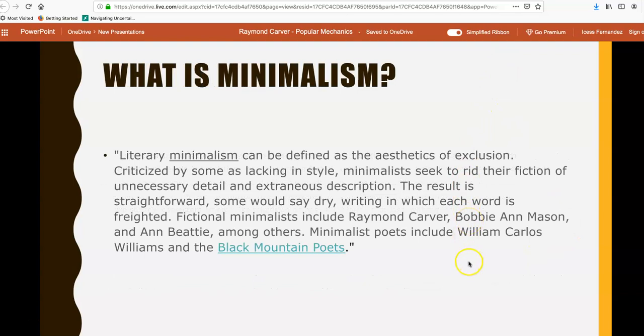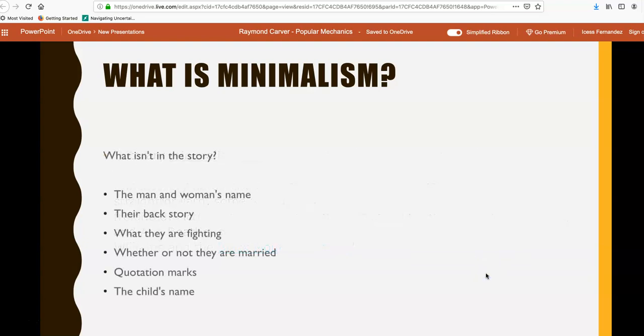And so here's more stuff about minimalism, and it's essentially exclusion, right? And we've just talked about that. So here's some stuff that's not in the story. Of course, the woman and the man's name, their backstory, what happened, what led to their fighting, how they met. At one time, they were in love. They made a whole baby. They made a whole household, right? We don't know if they're married or not. We are assuming that they are, but we don't know.